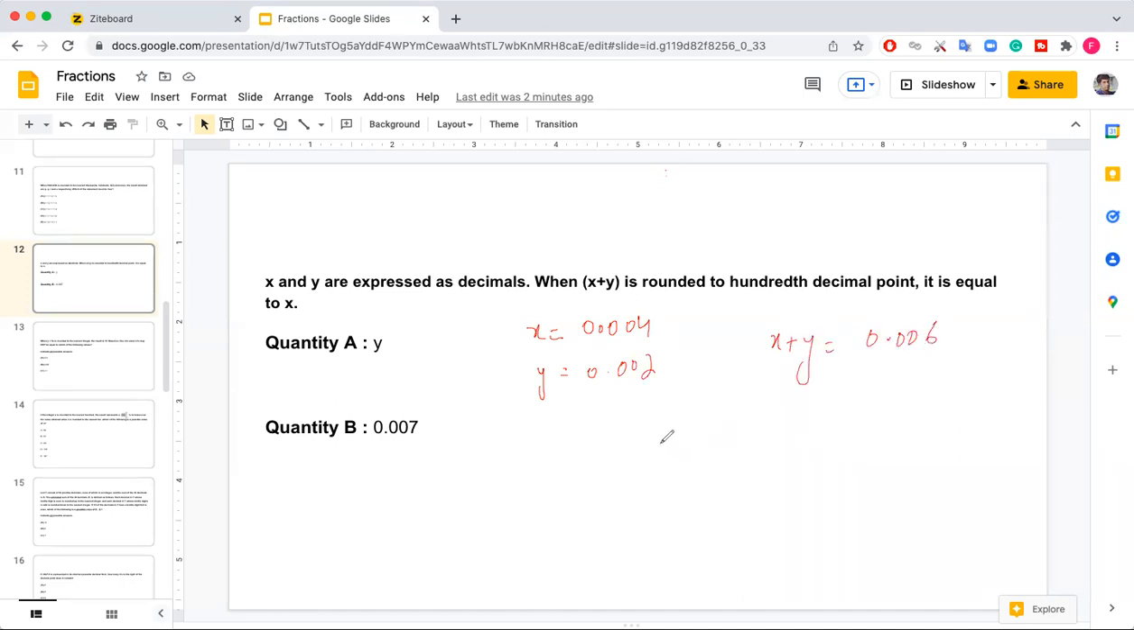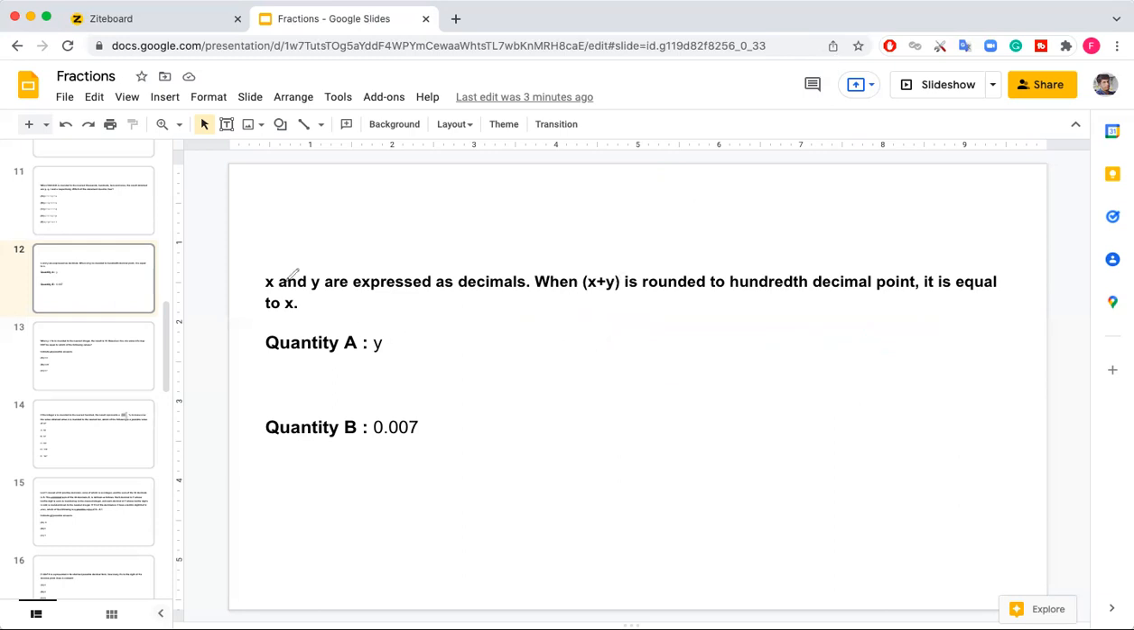0.006. And the question is saying that when rounded to the 100th decimal, the result is equal to X. How is the rounding giving X? I thought the rounded result would be equal to X. You must check several scenarios. Did you check any other scenario besides this? No, I only checked this one.